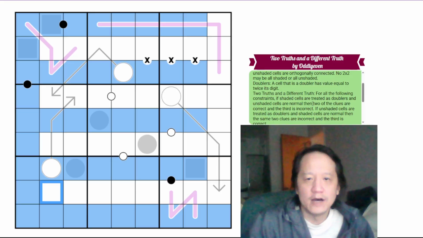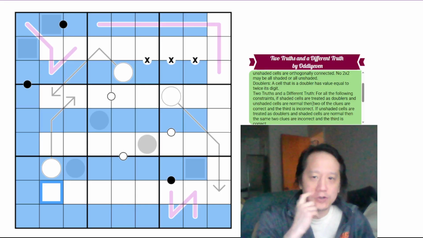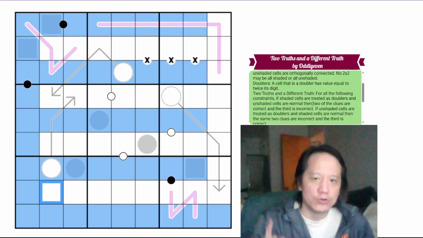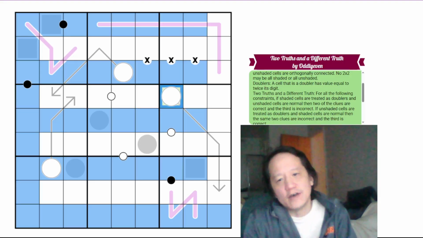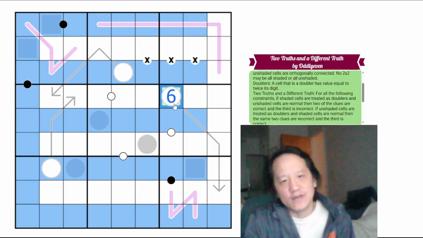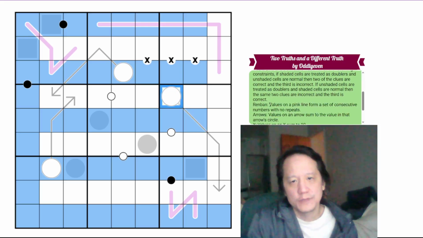We also have doubler's rule set, where a cell that is a doubler has value equal to twice its digit. So say, for example, this was a doubler. Then this would have to have, if it were a 6, it would have a value of 12. So that satisfies that. So that's an example of how doublers work.